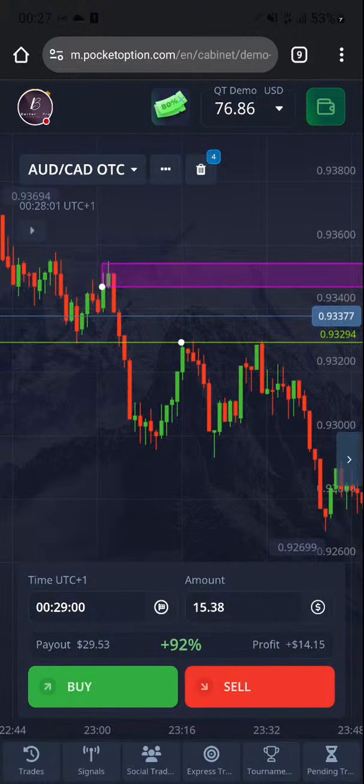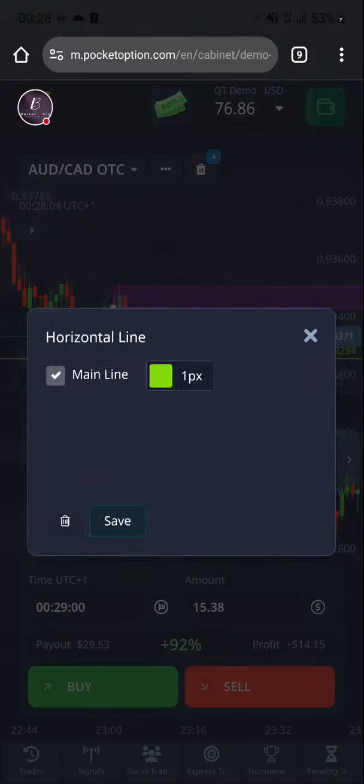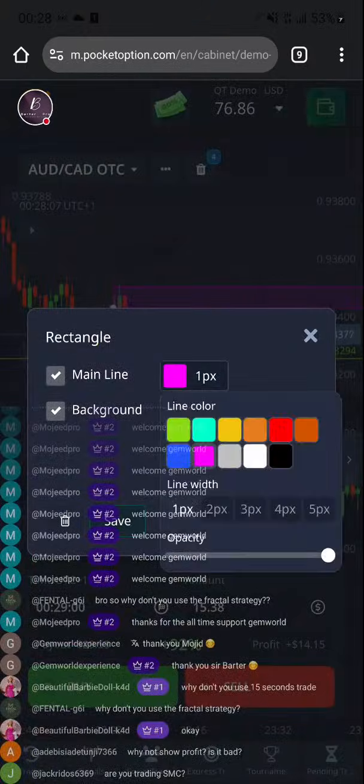Okay, we have a supply here, and it's a very strong supply area. Oh, I marked it wrongly though. I should mark it as a Jack Credo.